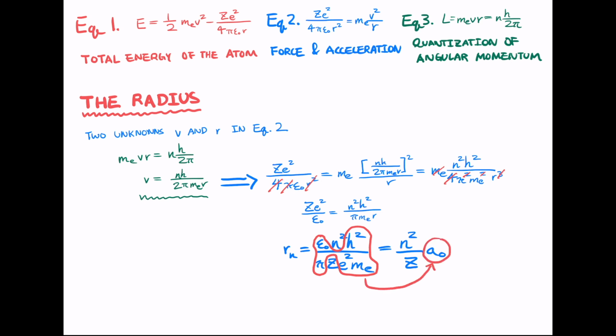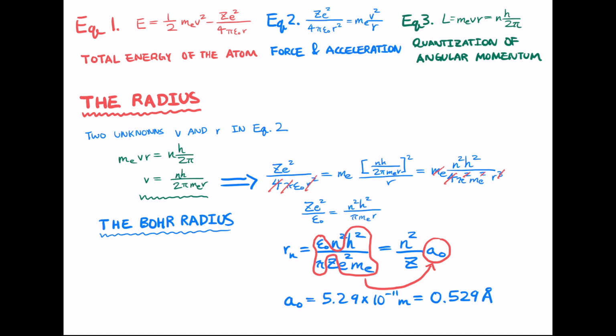And again, since everything is a constant except for n and z, we can express the constants with a new single constant, a naught, which has the value of 5.29 times 10 to the negative 11 meters, or 0.529 angstrom. This is the Bohr radius, a convenient unit of length in atomic physics.